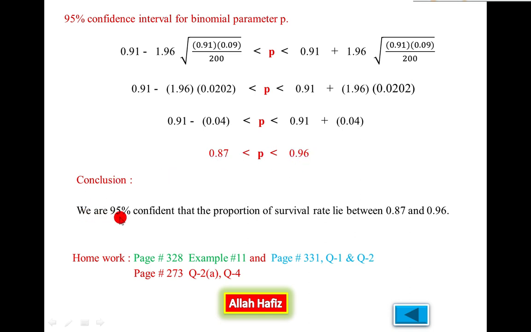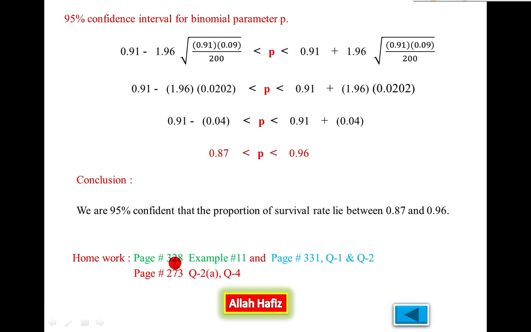So the conclusion is we are 95% confident that the proportion of survival rate, the success rate, lies between 0.87 and 0.96. Okay. So this is the testing of hypothesis for proportion, or you can say the testing of hypothesis for binomial parameter P, or testing of hypothesis for a binomial variable.